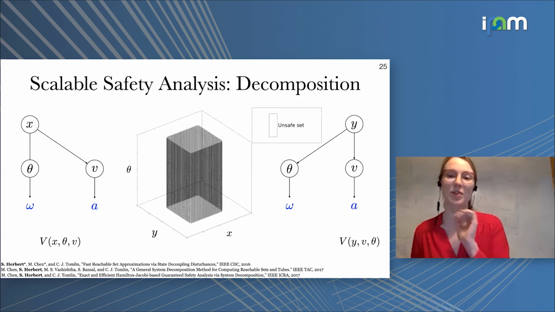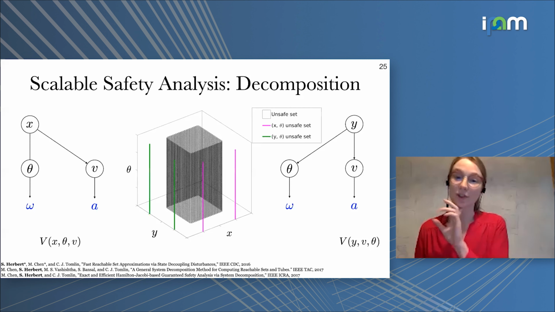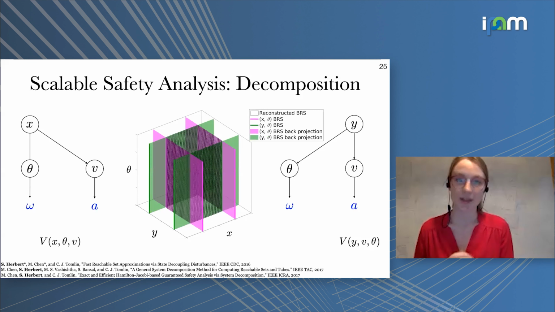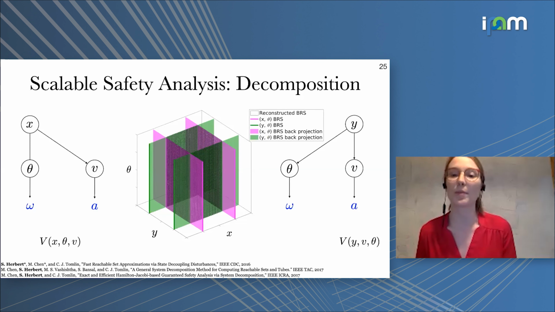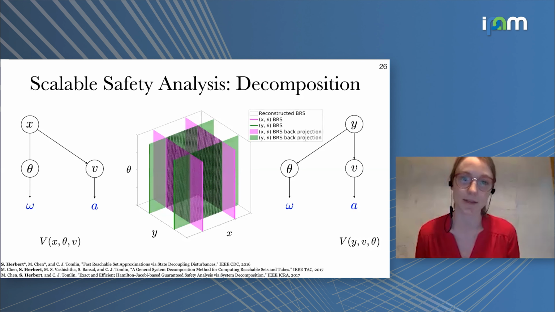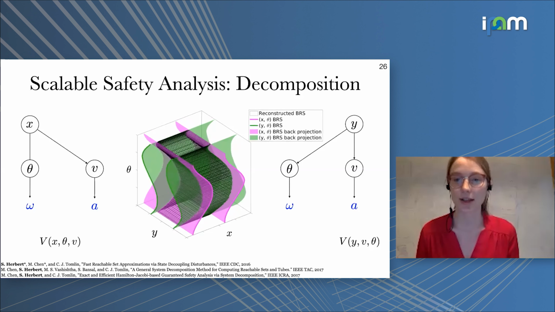And here in the middle, I'm showing an unsafe set. I'm going to project that down onto the X-theta and Y-theta subspaces. And this is what it will look like when I lift it back up. And now I'm going to go ahead and propagate each of the subspaces simultaneously and pay attention to the intersection between the two.